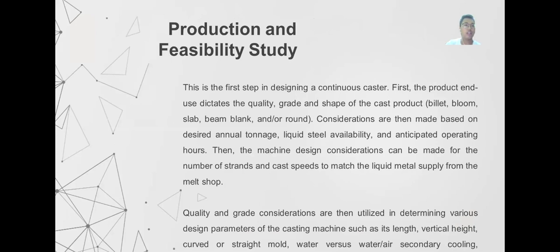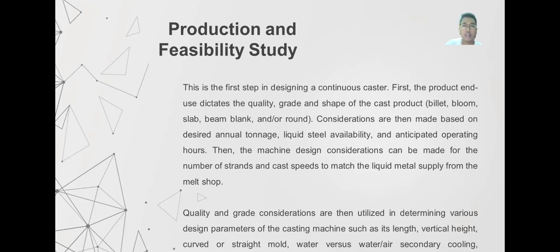And then next is the production and feasibility study. This is the first step in the design of a continuous caster. First, the product and use dictate the quality, grade, and shape of the cast products, such as billet, bloom, slab, beam blank, or round. Considerations are then made based on desired annual tonnage, liquid steel availability, and anticipated operating hours. Then machine design considerations can be made for the number of strands and cast speed to match the liquid metal supply from the melt shop.